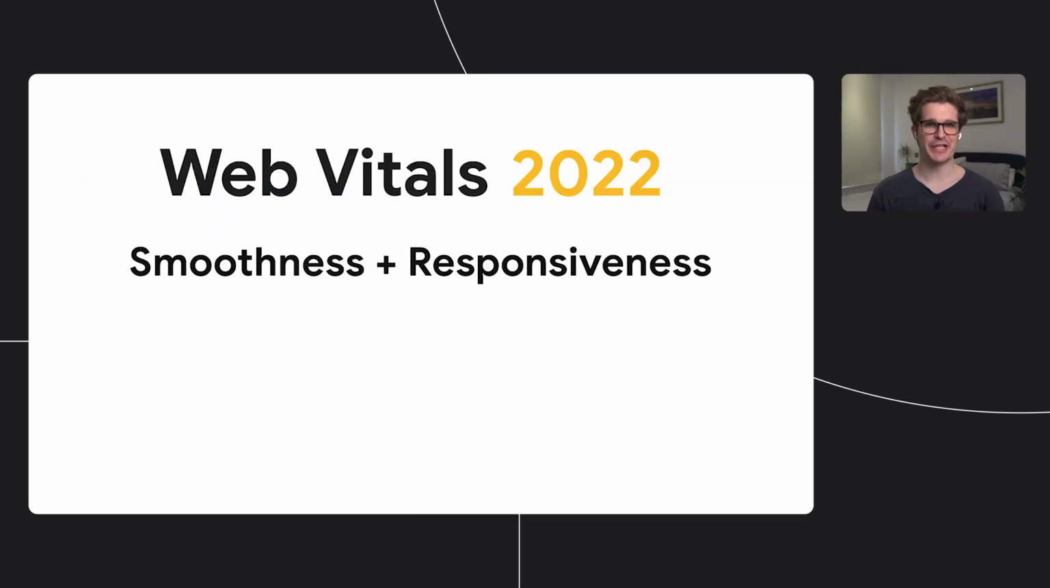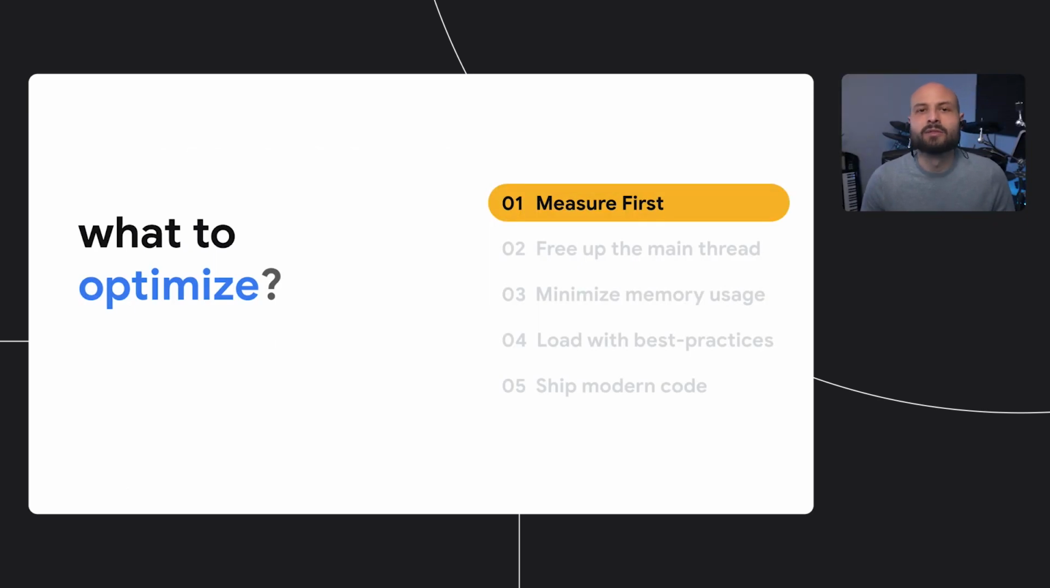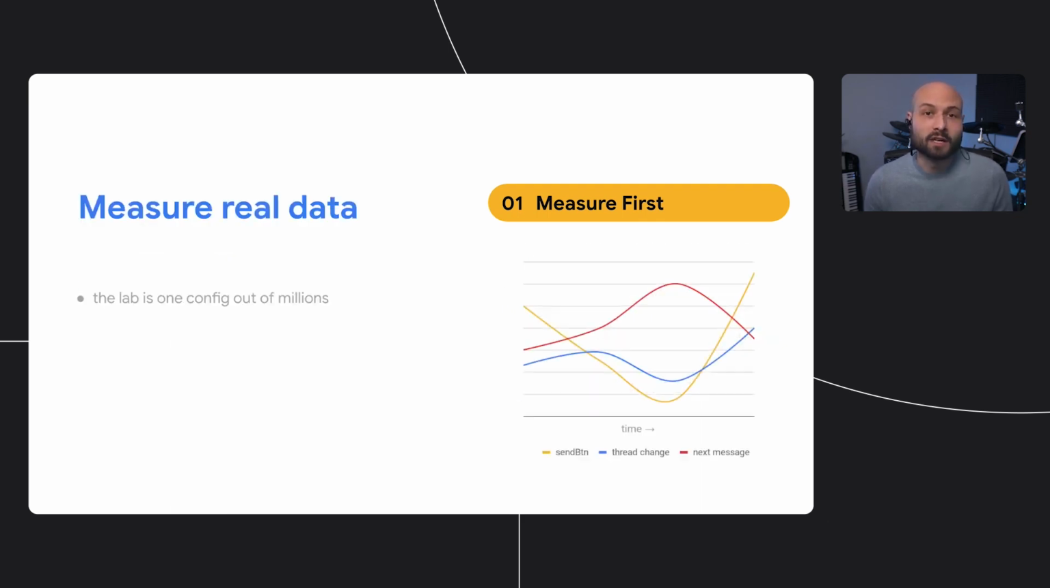So you might be asking yourself, will smoothness and responsiveness be part of Web Vitals in 2022? The answer is maybe. But as I said, we already know that these factors are important and we should be optimizing for them. So how and what do we even optimize? As with any recommendation, it's impossible to overstate the importance of measuring things yourself. Generalizations are suggestions at best. Real effective optimizations come from gathering data about your application to be optimized. To that end, the first optimization is to set up measurement so you can make decisions informed by real data.